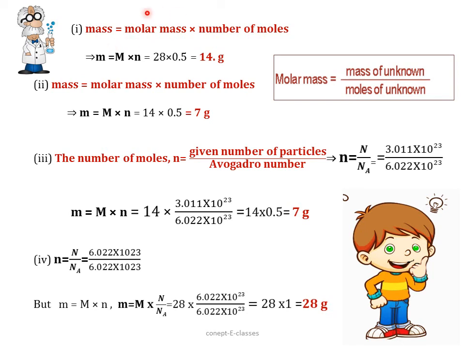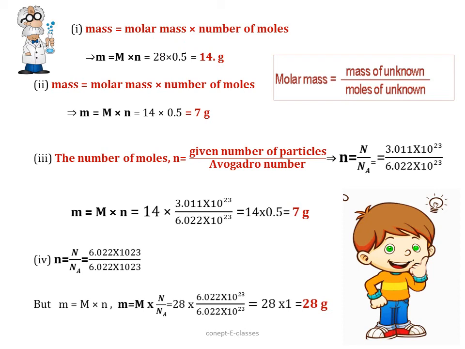Here the molar mass of N2 gas is 28. We know that the atomic mass of a nitrogen atom is 14. Here it is N2 gas, a nitrogen molecule. So the molar mass of N2 is 28, multiplied by the number of moles given here, 0.5. So the answer is 14 grams.